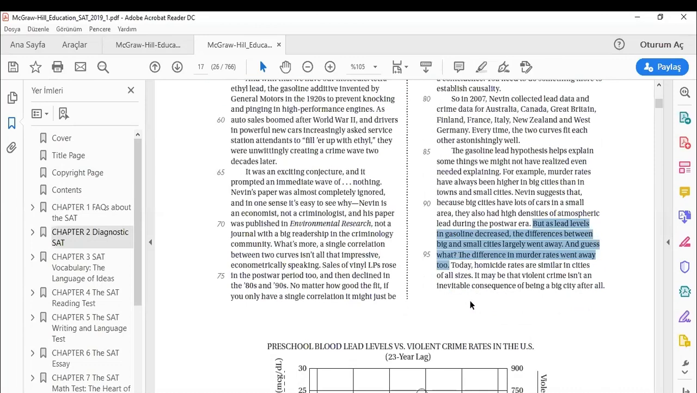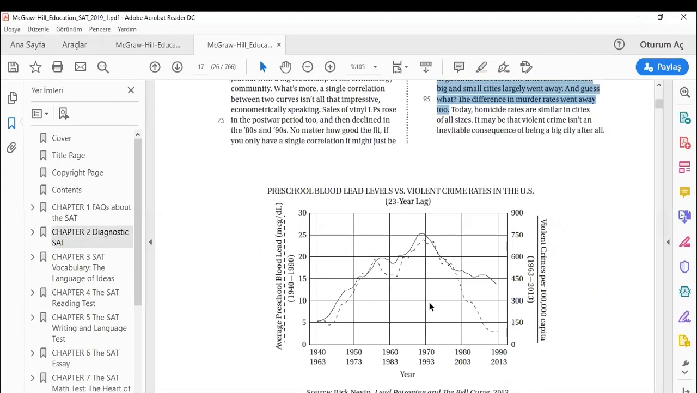The main idea of this paragraph is explained in this highlighted part. So throughout the passage, we read that as the exposure to lead decreases, the crime rates also decrease. Yeah. So that's the main idea. So far, just to read and understand the passage. Any questions? Of course, during the test, you won't have so much time, but still we need to identify the focus of each paragraph.